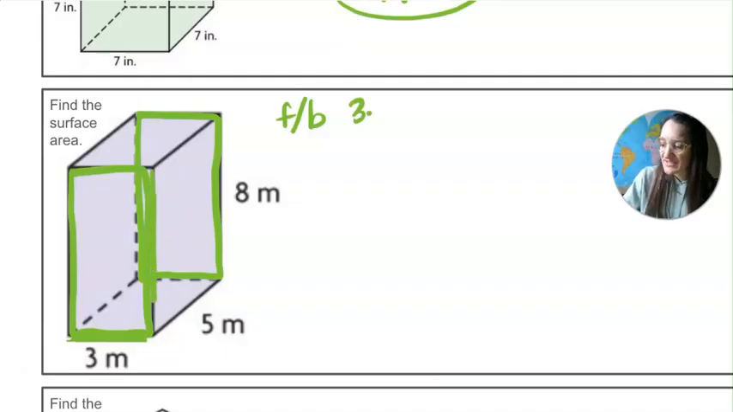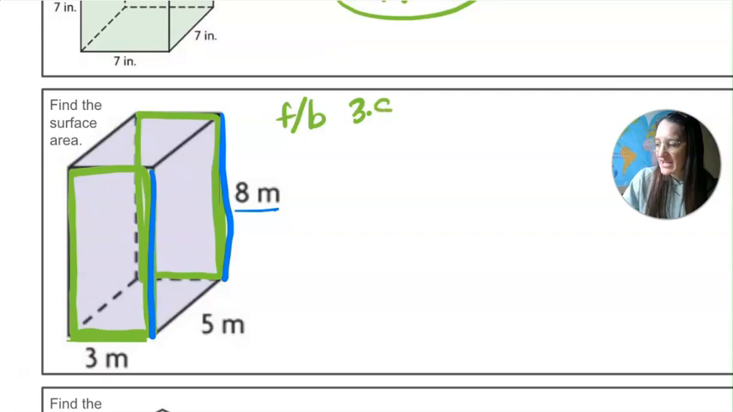Now here's the tricky part. Sometimes the heights or the bases aren't specifically labeled. So what you have to do is find a parallel line that is the exact same distance. Let me show you what I mean. So this is the height of the front. It's the same as the height in the back, isn't it? And that height is labeled. So I can go 3 times 8 and get 24.